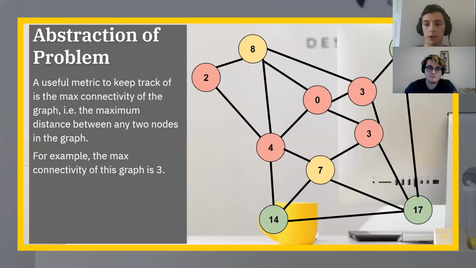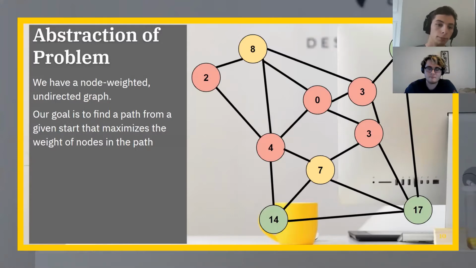One interesting thing with this graph is what we can keep track of, which is the connectivity, meaning the maximum distance it takes to get from any node to any node in the graph. For example, if you look at this graph, the connectivity is 3 because you can get from any node to any other node in the graph by making a maximum of 3 jumps.